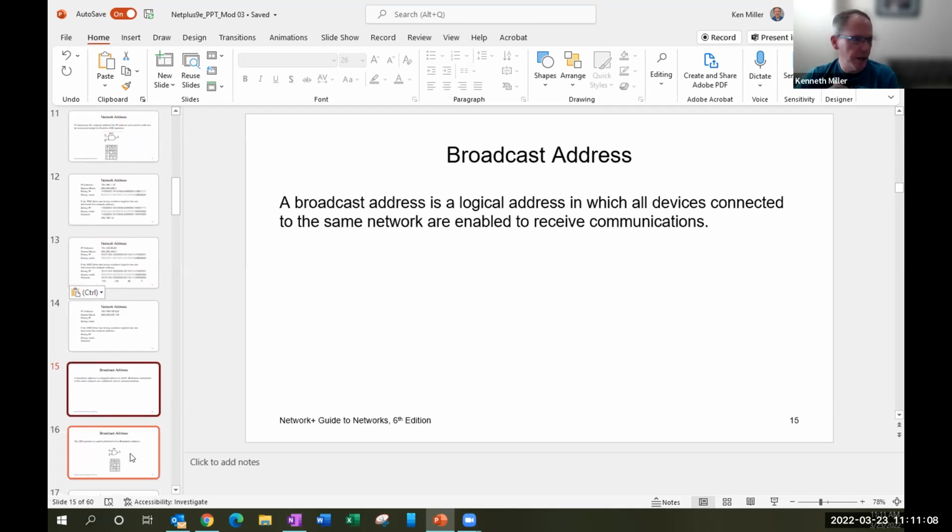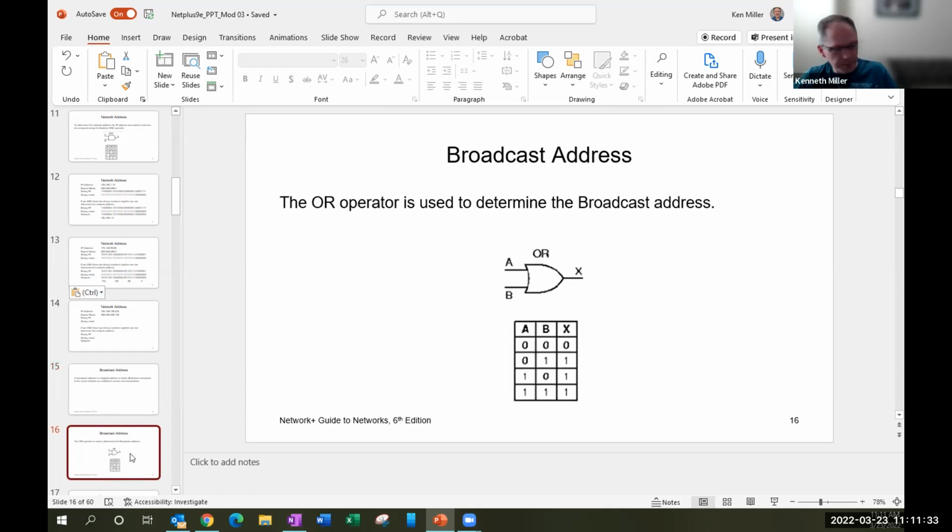And now let's talk about the broadcast ID. So the network ID is the network. And then how far does it go to? When does the network stop? The last IP address of our network is the broadcast ID. So the broadcast address is a logical address in which all devices connected are able to receive communication. So that means they're in the same network. So to work with the broadcast ID, we need to look at the OR gate. So I'm going to switch over to my other camera.